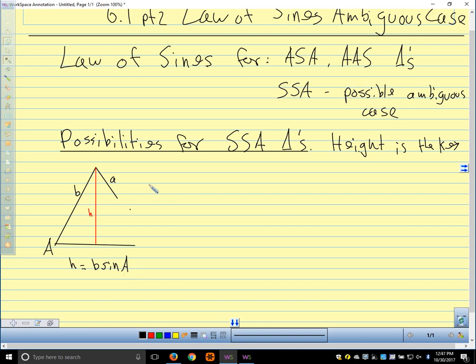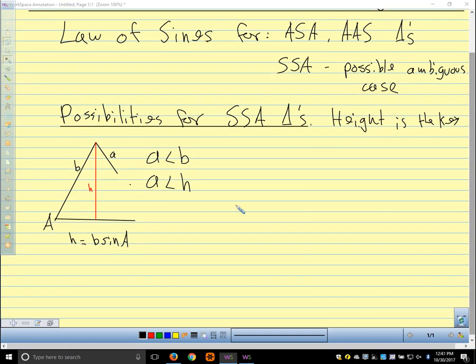All right, so our first possibility: A is less than B, and A is less than the height. Well, this side then is too small to connect down here. This is not going to change, so side A is too short. It can't connect. So in this case, we get no triangle. We can't make a triangle out of those two sides and that angle.